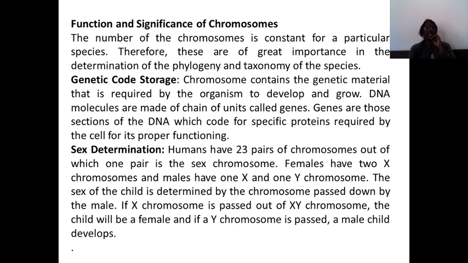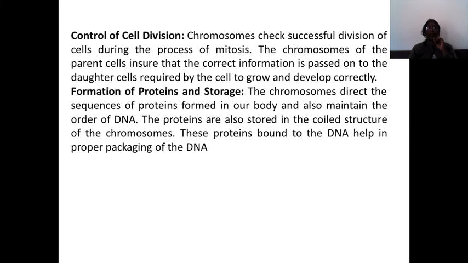Another function is sex determination. All of you know that humans have 23 pairs of chromosomes, out of which one pair is the sex chromosome, and females have two X chromosomes and males have one X and one Y chromosome. The sex of the child is determined by the chromosome passed down by the male. If an X chromosome is passed out of XY, the child will be female, and if the Y chromosome is passed, a male child develops.